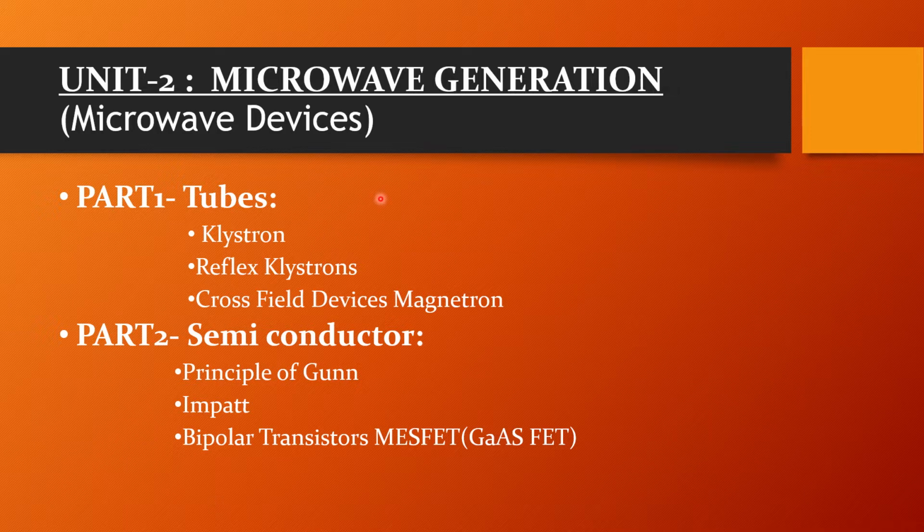Unit 2 consists of microwave devices. It is of two parts, microwave tubes, and the second part is microwave semiconductor devices. In microwave tubes, we are going to cover Klystron, reflex Klystron, and cross-field devices like Magnetron. In semiconductor devices, we are going to cover the principle of Gunn, IMPATT, TRAPATT, bipolar transistors, MESFETs, etc.